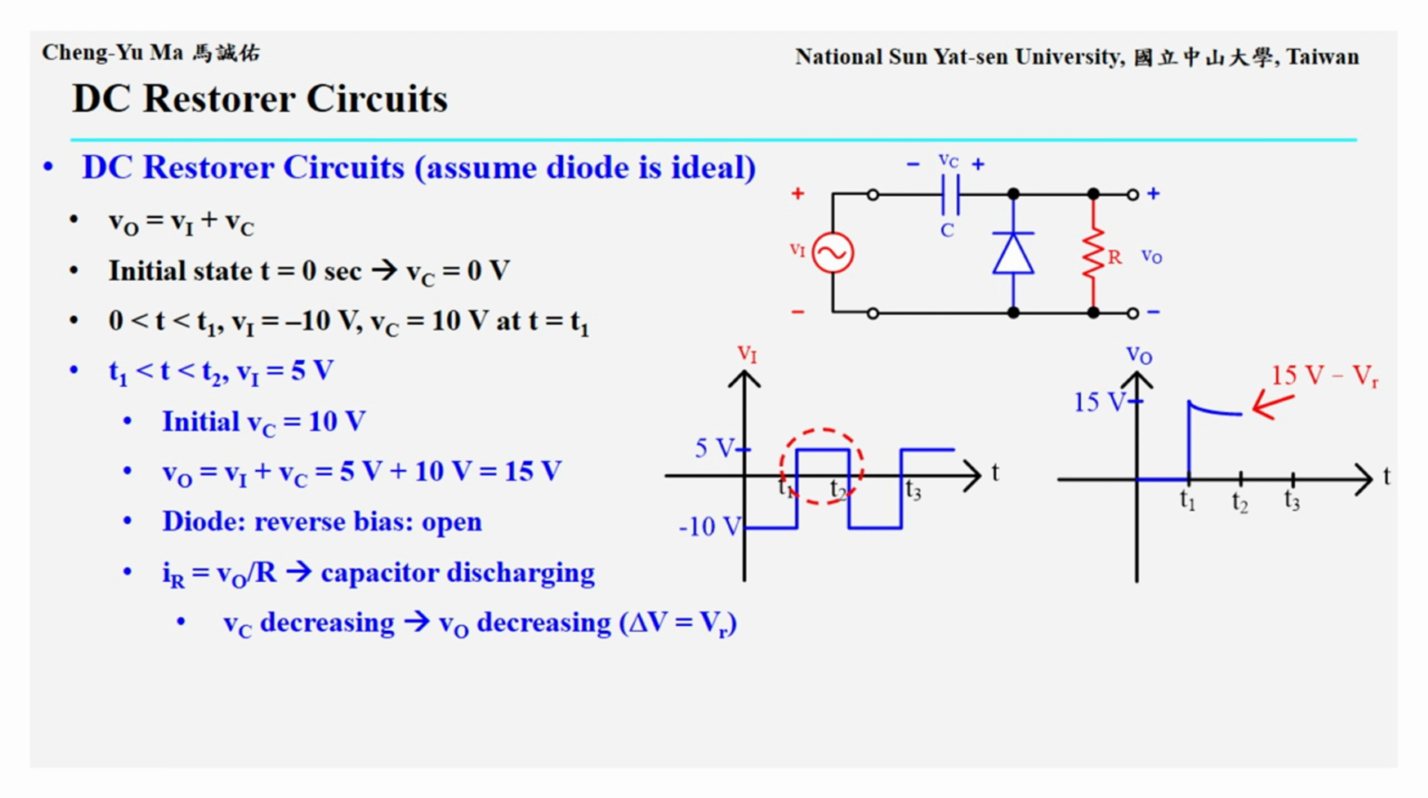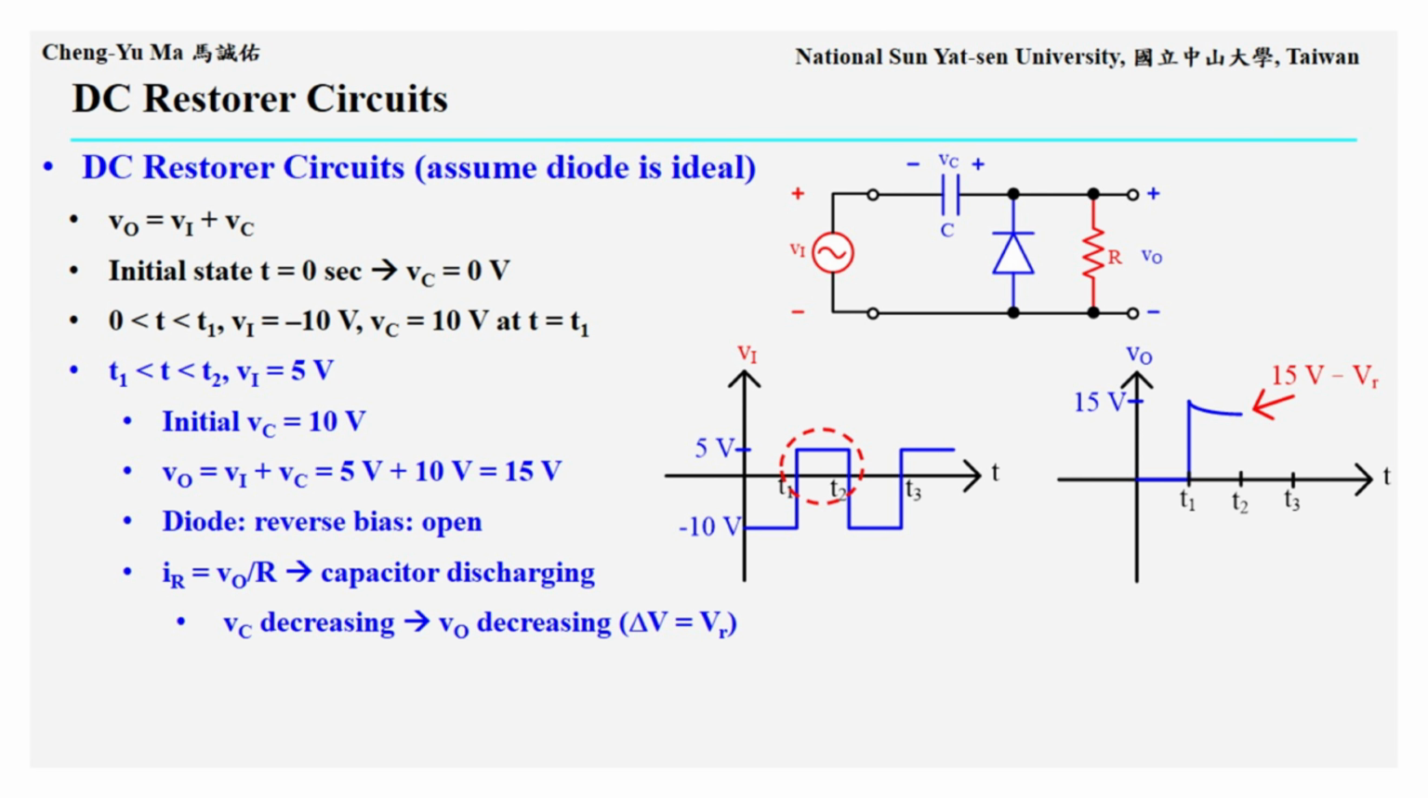During the interval from T1 to T2, the capacitor voltage at the end of the previous interval is Vc equals 10 volts. When Vi changes to positive 5 volts, the output voltage immediately jumps to Vo equals Vi plus Vc, which is 15 volts. The diode is now reverse biased and open, so ID is 0. However, the resistor R has the output voltage across it, so IR equals Vo divided by R.